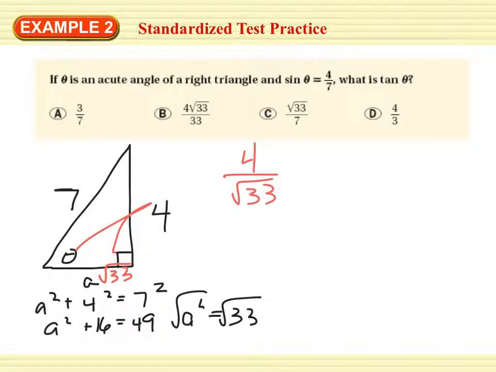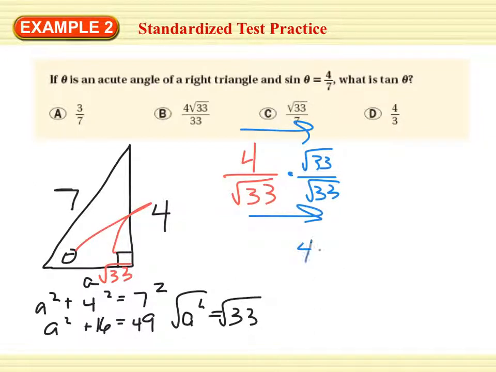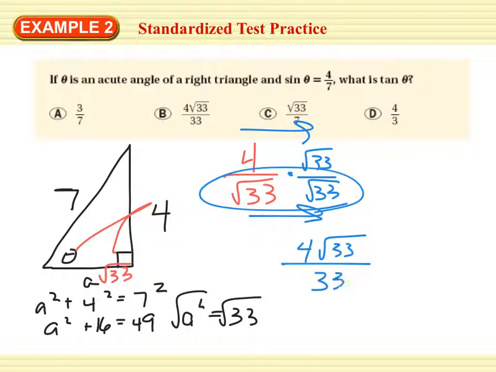If you remember, back at the beginning of the year, I told you that mathematicians don't like radicals in the denominator. So we rationalize them by multiplying by the square root of 33 over the square root of 33. Multiply across the top, across the bottom: 4 root 33 over 33, that's now rationalized. We're at B.